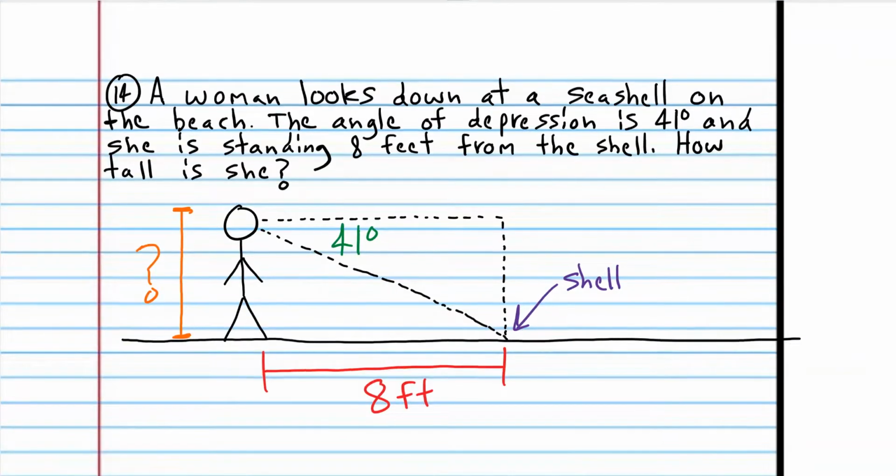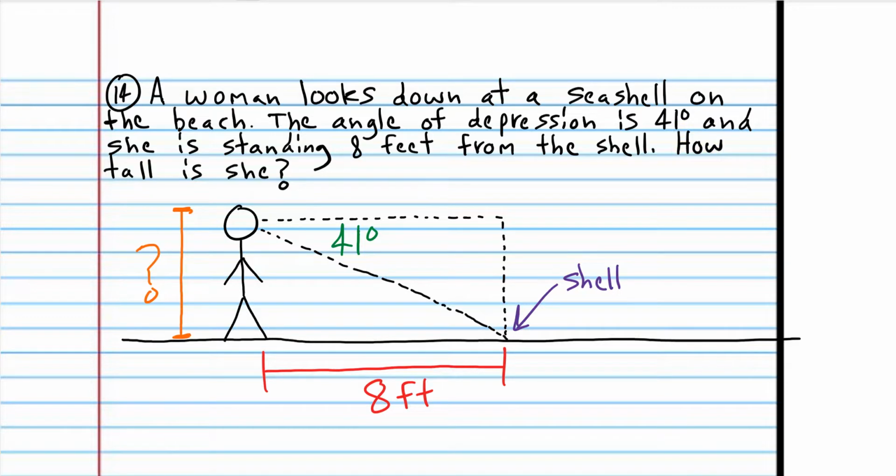A woman looks down at a seashell on the beach. The angle of depression is 41 degrees, and she is standing 8 feet from the shell. How tall is she?